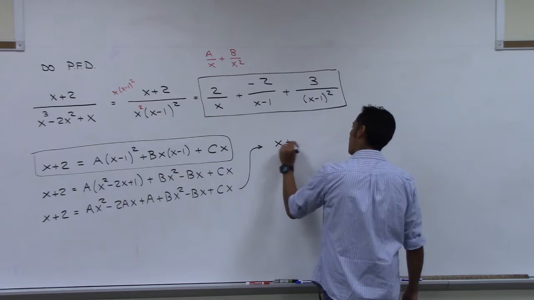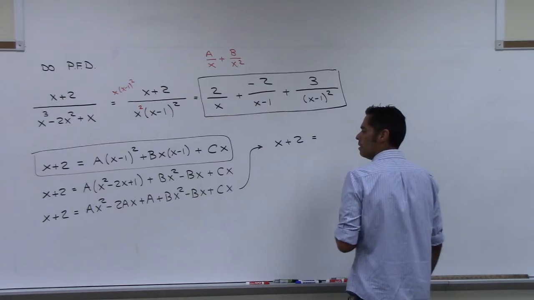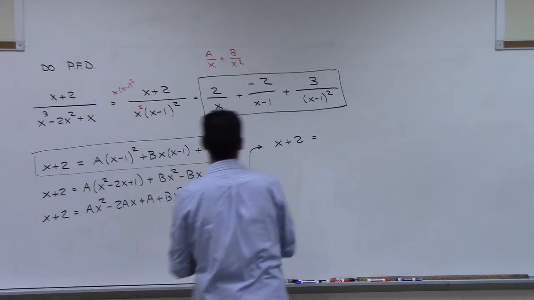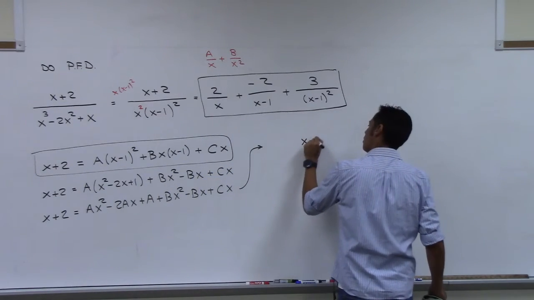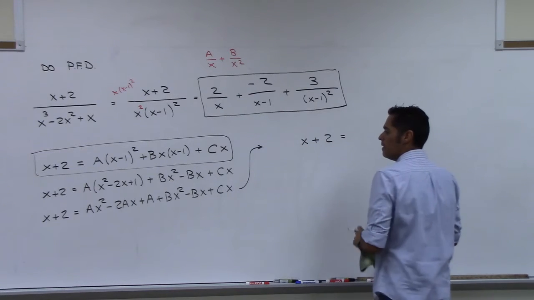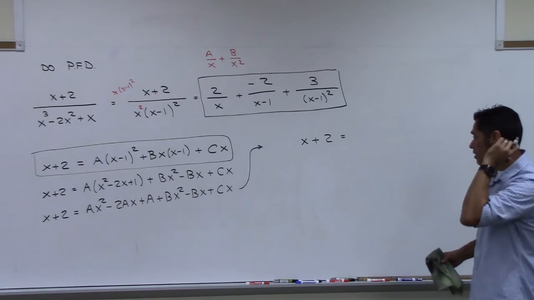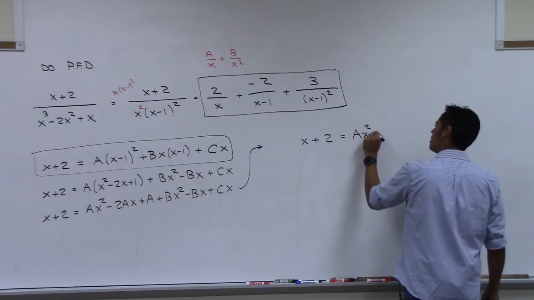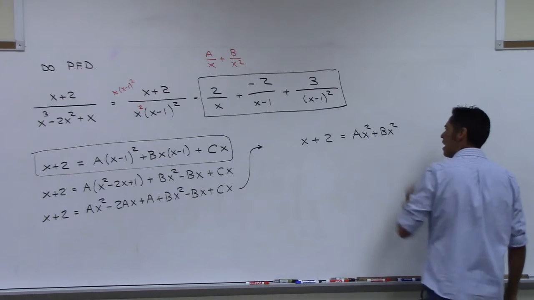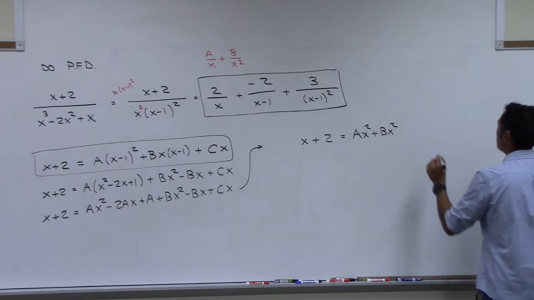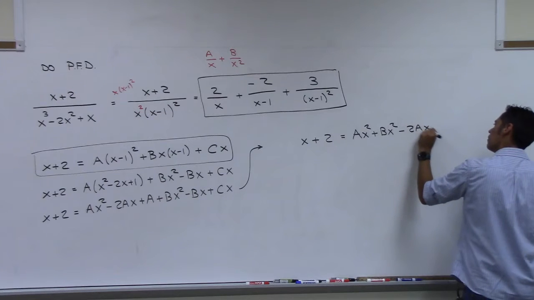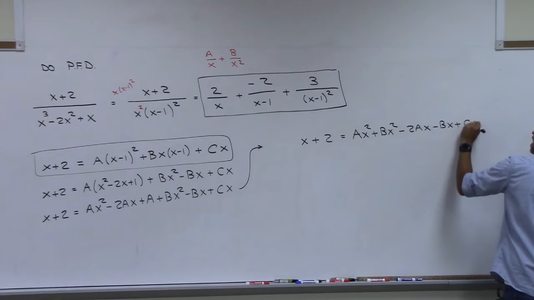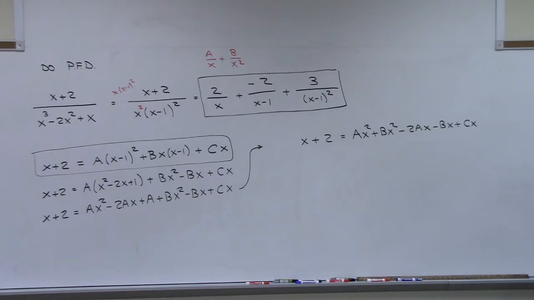Keep this equation coming. X plus 2 is on the left side. In fact, I'm going to give myself a little bit more room on the left side. X plus 2 is here equals. Now what I'd like to do is kind of collect like terms together. So watch what I do on the right side. ax squared plus bx squared. So I'm getting all my x squareds together. Minus 2ax minus bx plus cx. Then plus a.